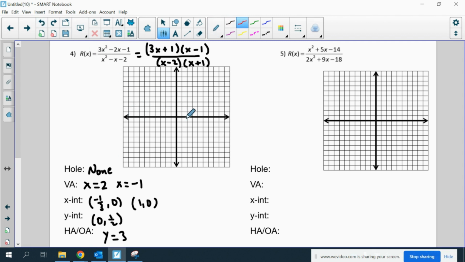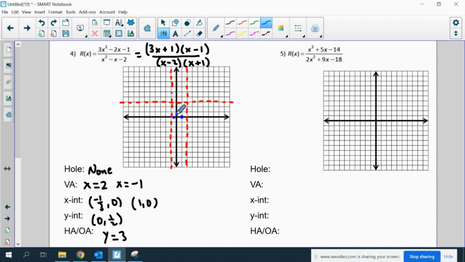So now I'm going to start graphing all of these things. So 2 and -1 are my vertical asymptotes. I have x-intercepts at -1/3 and +1. I have a y-intercept at 1/2, and then I have a horizontal asymptote at 3. So I pretty much have a lot of this figured out.